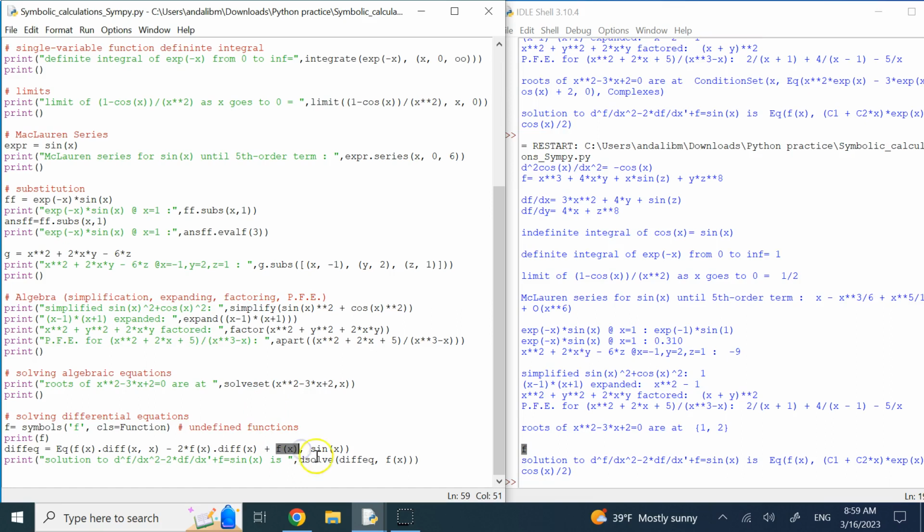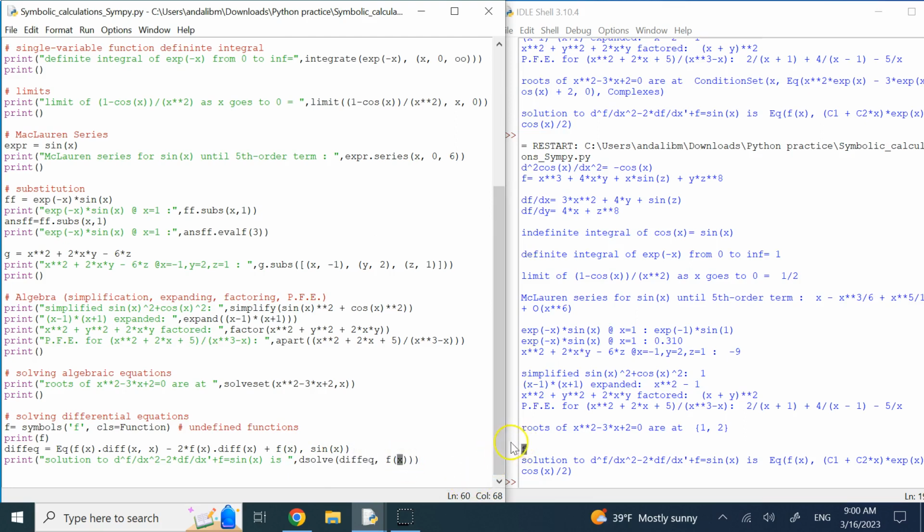Plus the f itself, and then the right-hand side equals sine of x. And you don't say equal here. You separate the left-hand side and the right-hand side with a comma. In MATLAB, you use double equal sign here. In here, you don't. You just say the left-hand side, comma, the right-hand side. And then the method is just like MATLAB, called dsolve. And you dsolve that differential equation for f of x.